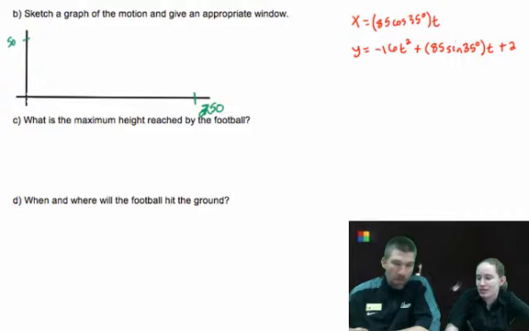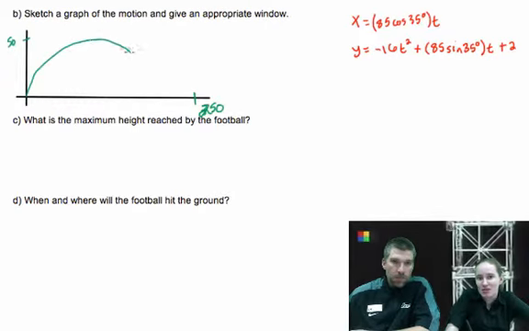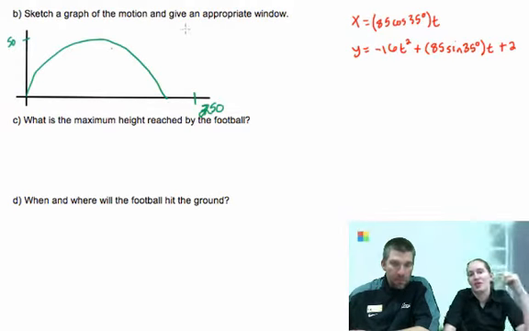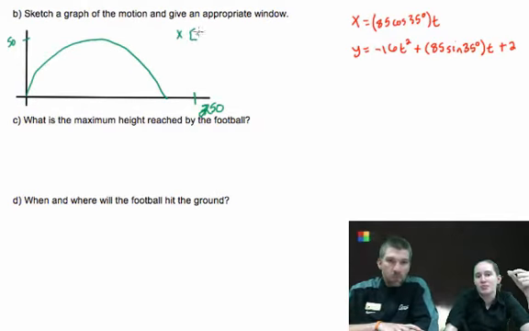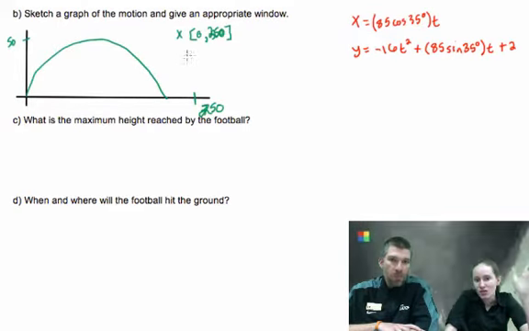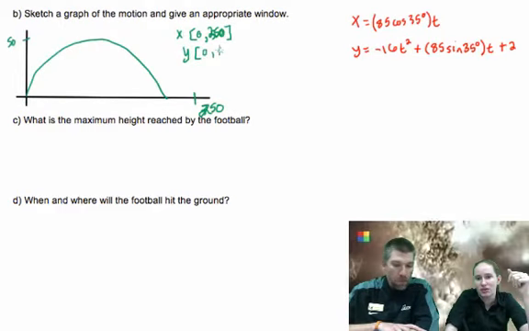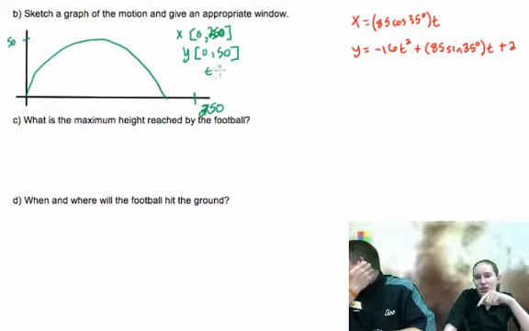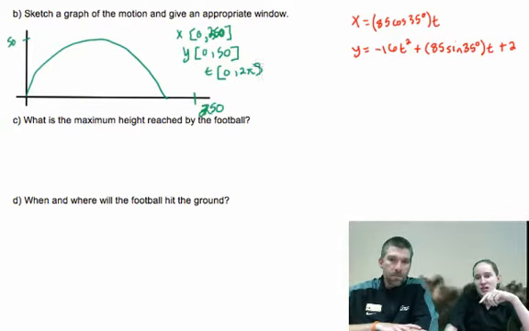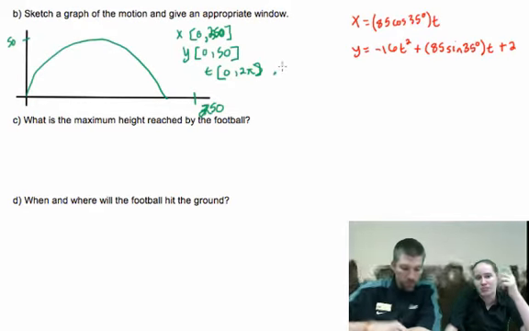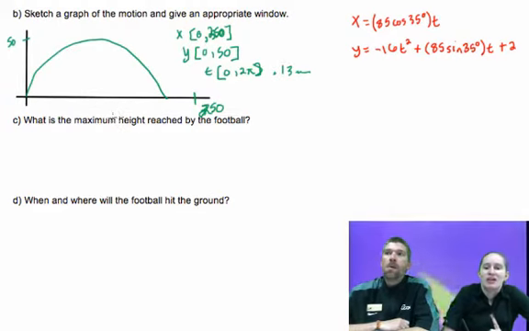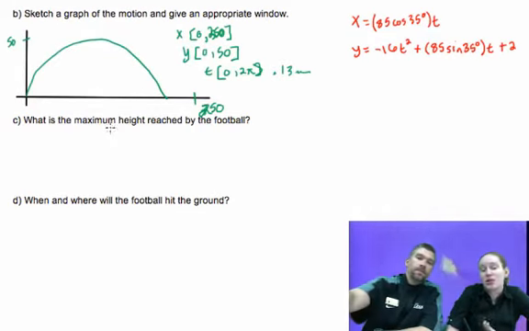All right, so we've got this parabola. It doesn't have to be super accurate, but we know that our x values need to be, like, a good window is between 0 and 250. Our y values from 0 to 50. His t values were automatically set to go from 0 to 2 pi, and that seemed to work out fine. And his t step was 0.13, yep.